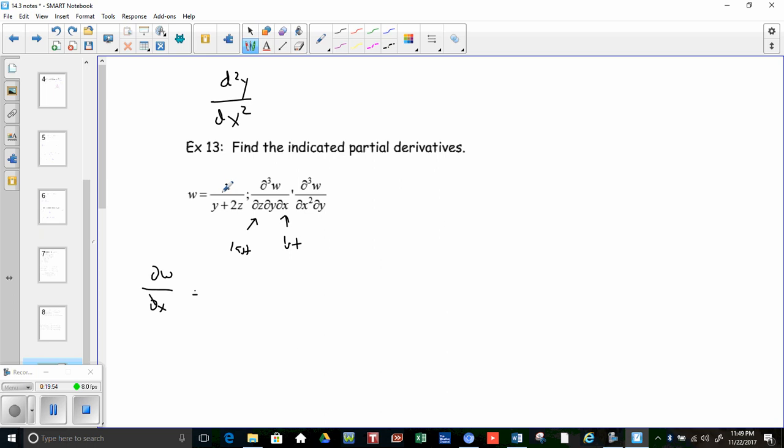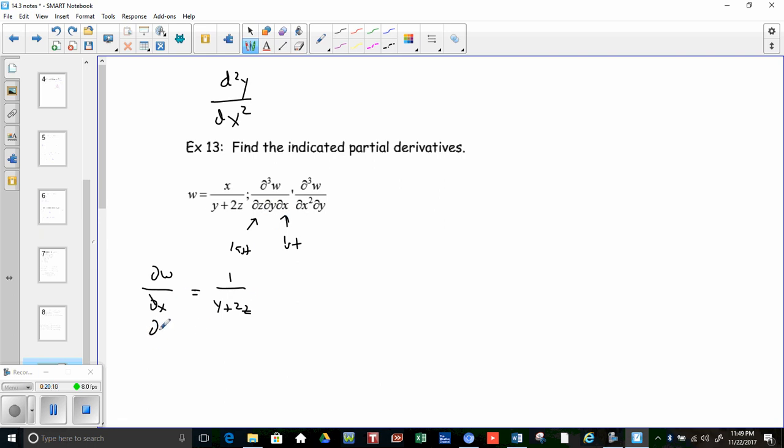So again, remember the x is the only thing that's changing. The rest of this stuff is constant. So it's really like x times 1 over that. So really the first partial with respect to x is just 1 over y plus 2z. And then we work our way backwards.